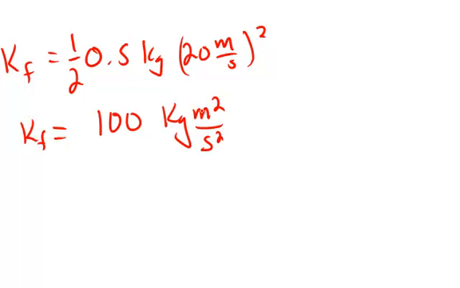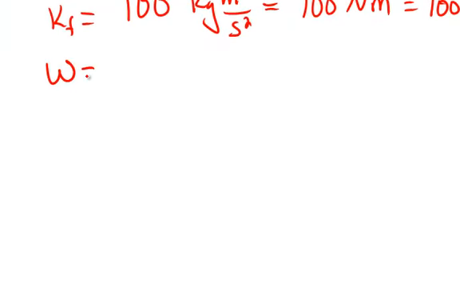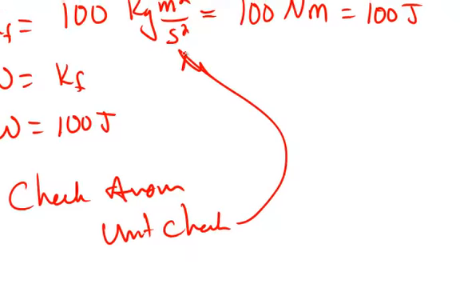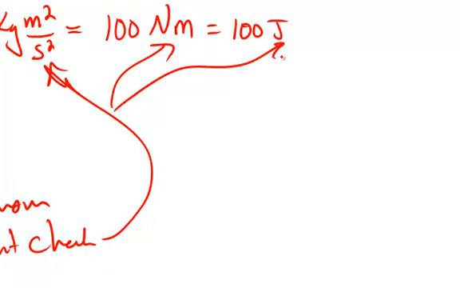So I know that kilogram meters per second squared is newtons. So kilogram meters per second squared, that leaves me one unit of meter, and the newton meter is the joule. Now the work is equal to K final, so the work done is just 100 joules. So I've actually already carried out the unit check. Answer. So my unit check is right here, here, and there.